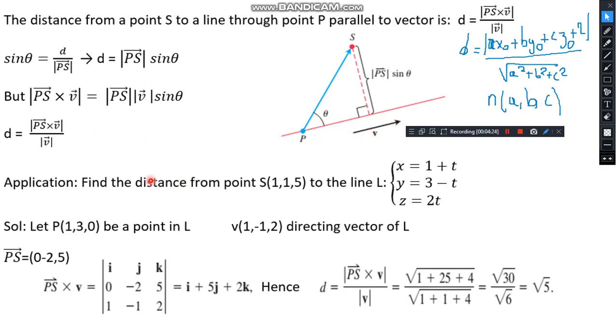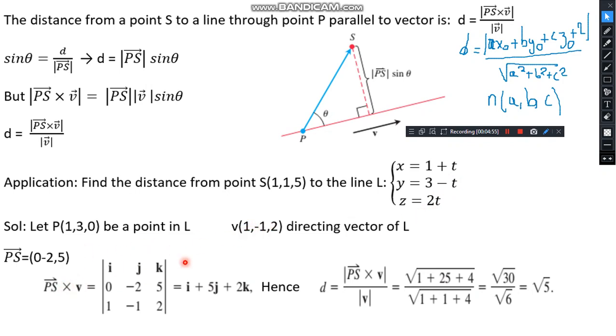So let us take this example. Find the distance from point S to line L. You pick any point on that line. You can take t equals 0, the easiest. You're going to get the point 1, 3, 0. So this gives PS. What are the components of PS? 1 minus 1 is 0. 1 minus 3 is minus 2. 5 minus 0 is 5. And the directing vector is given by the coefficients of t: 1, minus 1, 2.